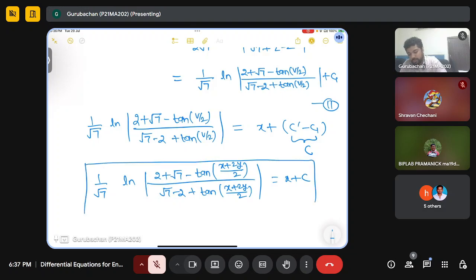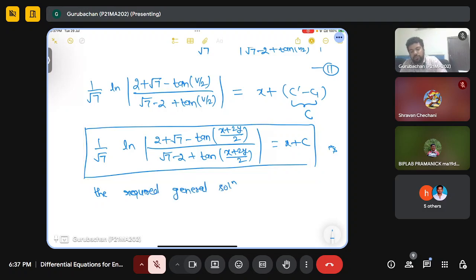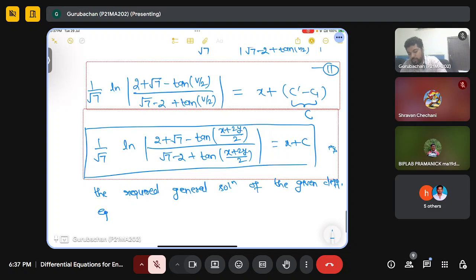So this will be the required general solution of the given differential equation. So I hope till now it is clear. If you have any doubt, please ask. Otherwise, I will invite the next question.